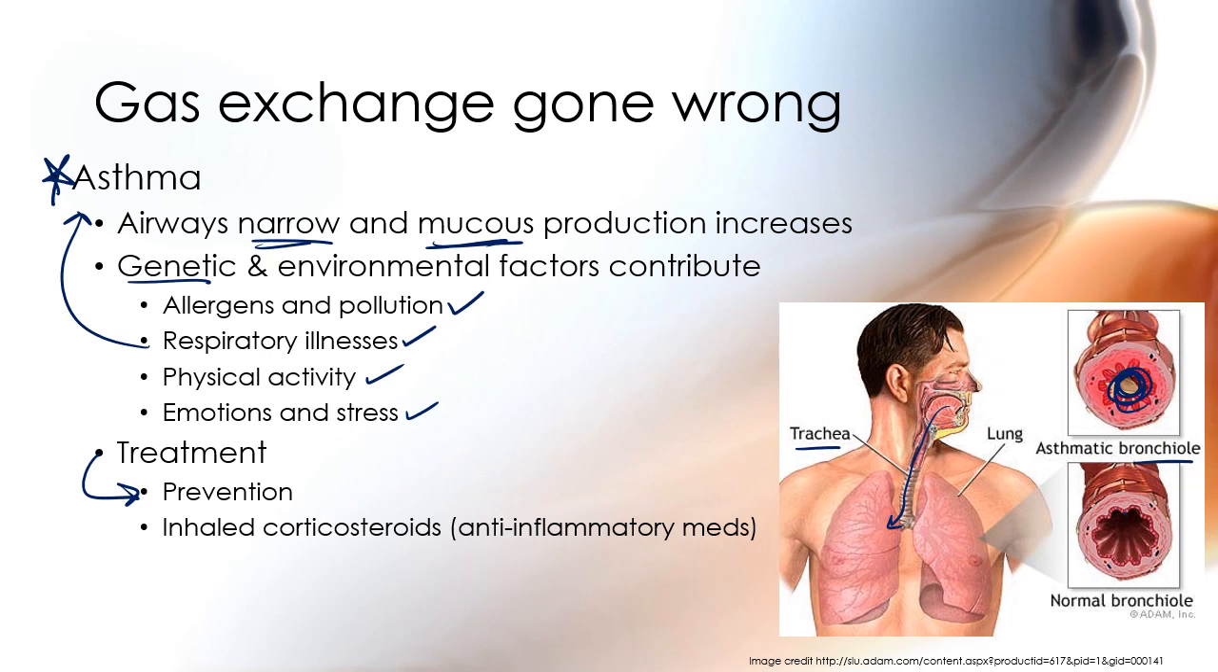Best treatment is actually prevention. Know what your asthma triggers are and avoid them. Then we also, of course, have inhalers with corticosteroids that are anti-inflammatory meds. They're going to reduce that swelling, open up those air passages, and make it a little bit easier to breathe.